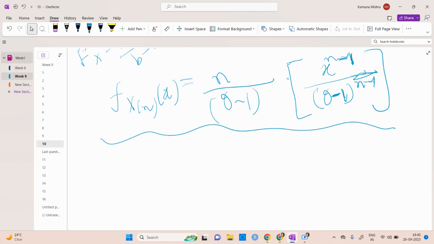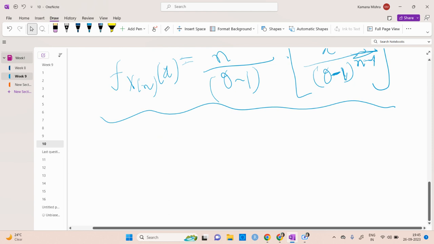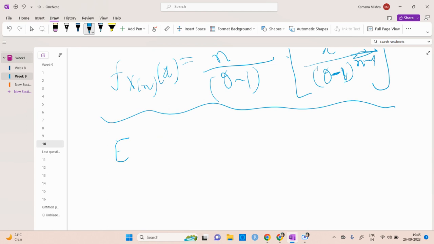So now we want to find the expectation. If we have found the expectation of it, we can just multiply to find the expectation of the others. So expectation of this x is equal to what?